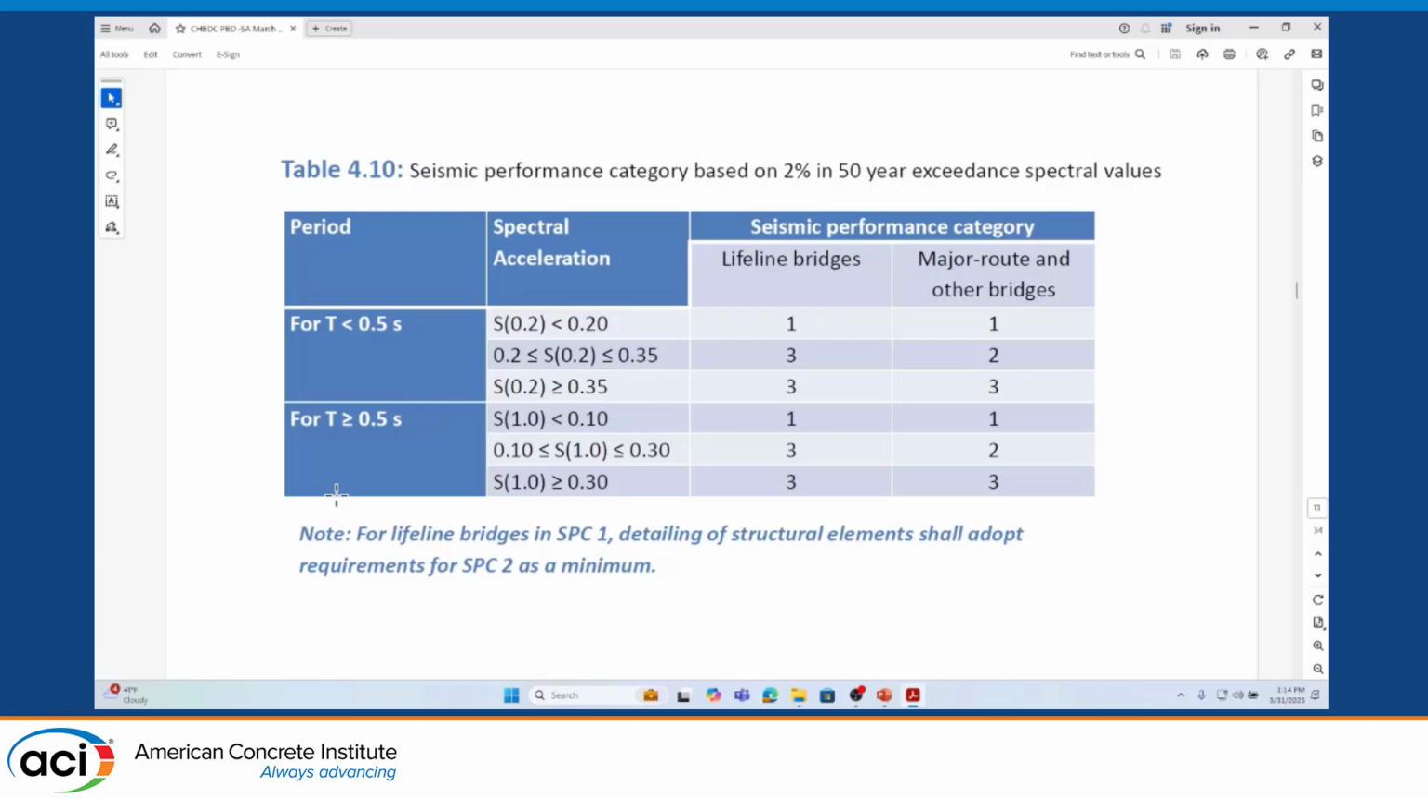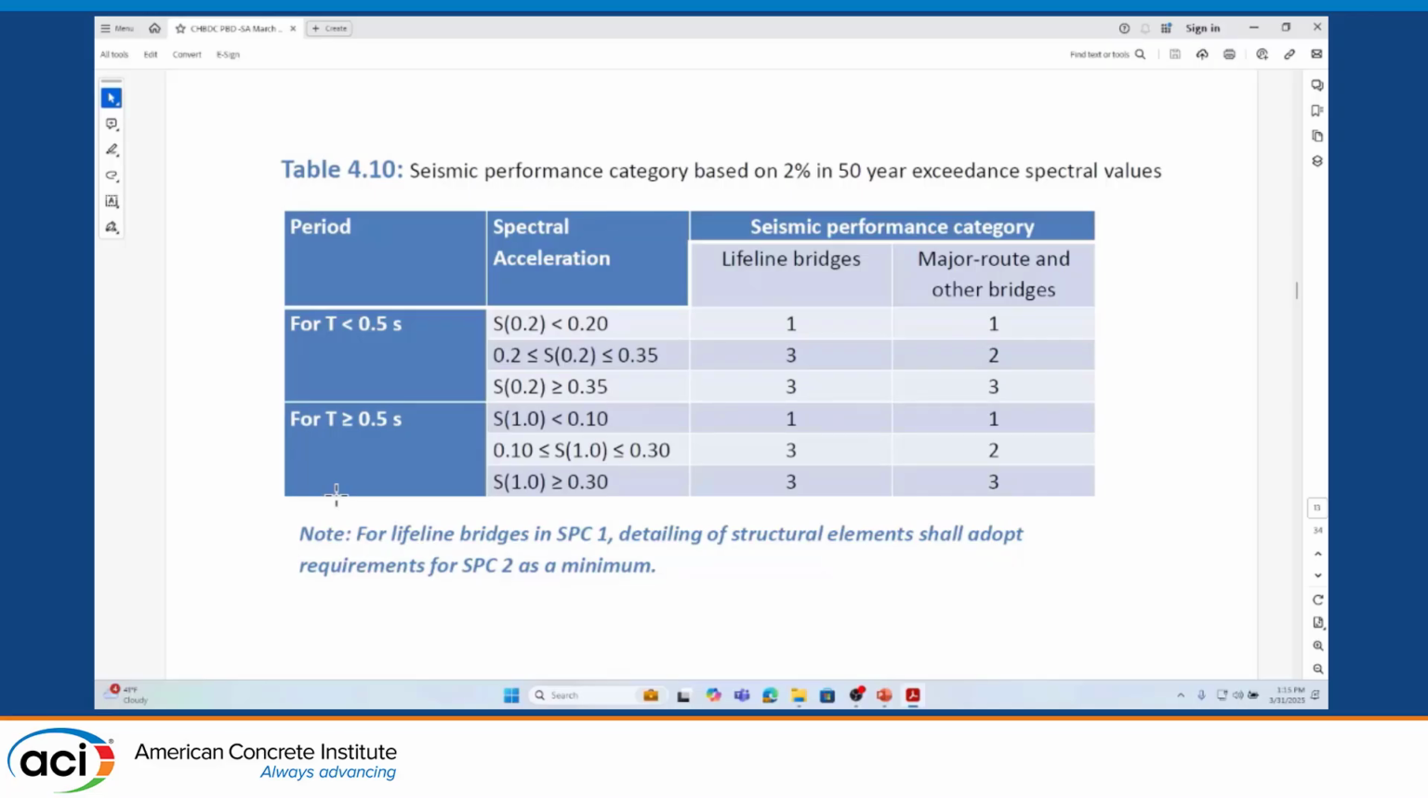So this table shows you the seismic performance category, how it is defined. As I said, it depends on the period of the structure, which has 2 categories, smaller than 0.5 second or larger than 0.5 second, then the 2% probability of exceedance spectral acceleration values, and then the importance category, either lifeline bridges or not. Based on that, it defines what category it is.